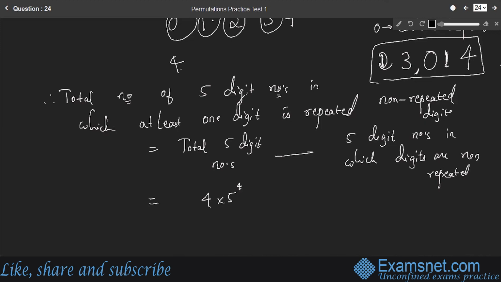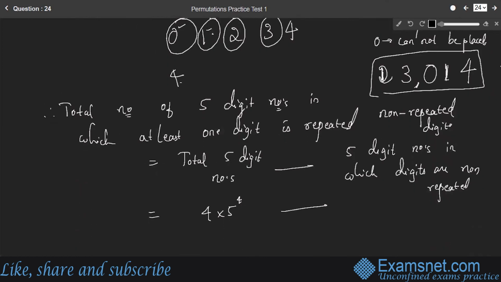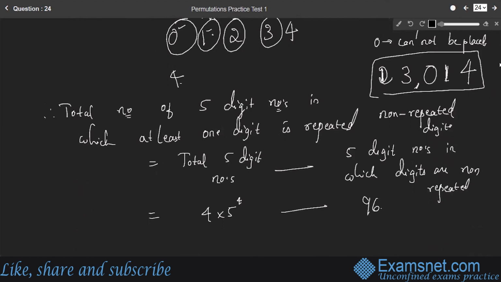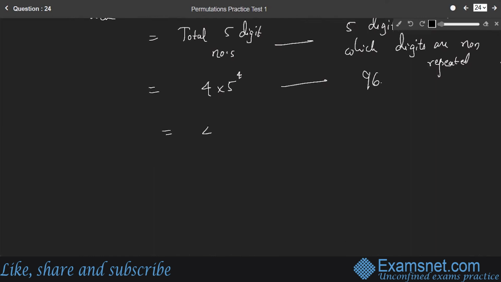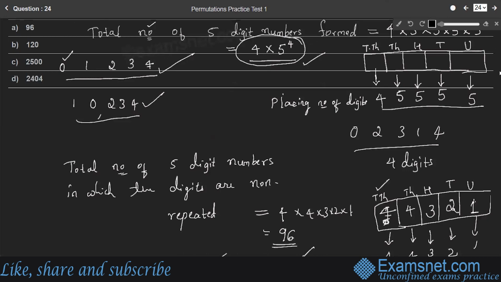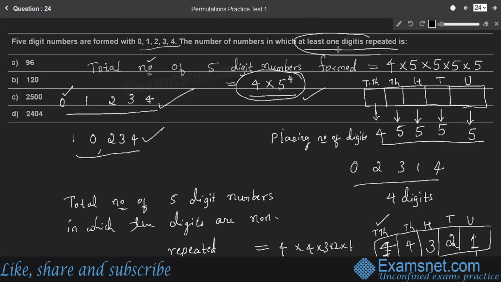So we can form 4 into 5 raised to 4 number of 5-digit numbers, in which the digits are both repeated and non-repeated, minus the 5-digit numbers in which digits are non-repeated. 96 such numbers can be formed, right? So simplify it. 4 into 5 raised to 4 is nothing but 2500, minus 96 is equal to 2404, right? Therefore, we can form 2404 5-digit numbers in which at least one digit is repeated. So option D is the right answer.